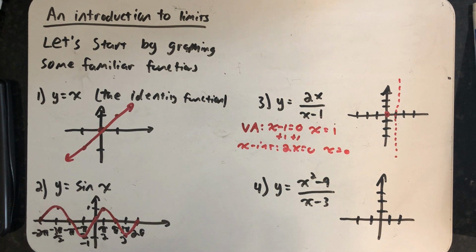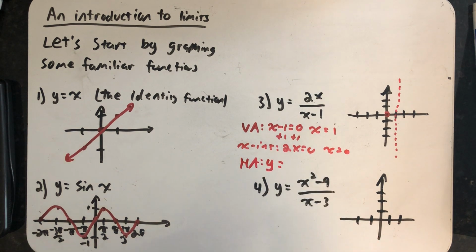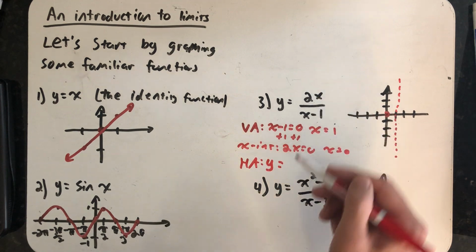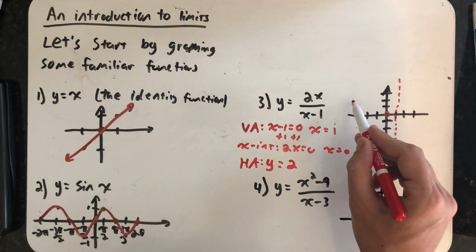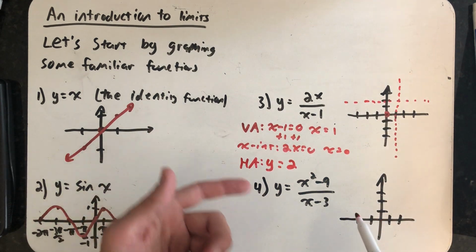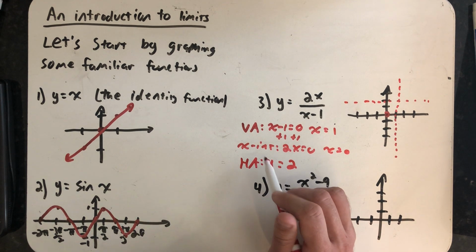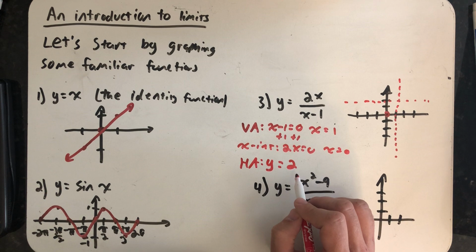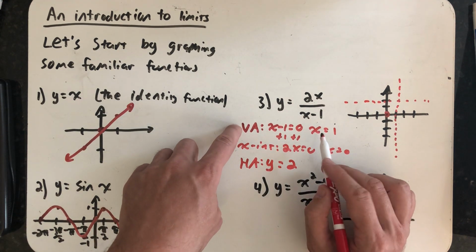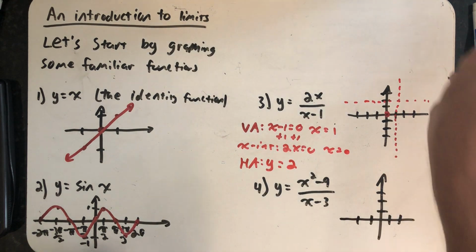It's both intercepts. And then for my horizontal asymptote, the top has degree 1, the bottom has degree 1. The horizontal asymptote is going to be y equals the quotient of the leading coefficients. 2 over 1 is 2. In this class and in any math class as you go forward, when you write down asymptotes, they should always be equations. The horizontal asymptote is the horizontal line, y equals 2. The vertical asymptote is the vertical line, x equals 1. Always write those as equations of lines.